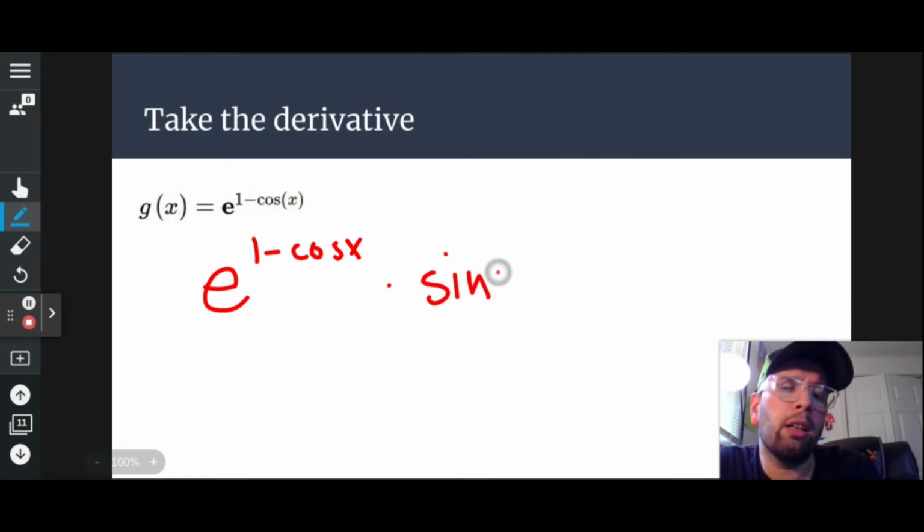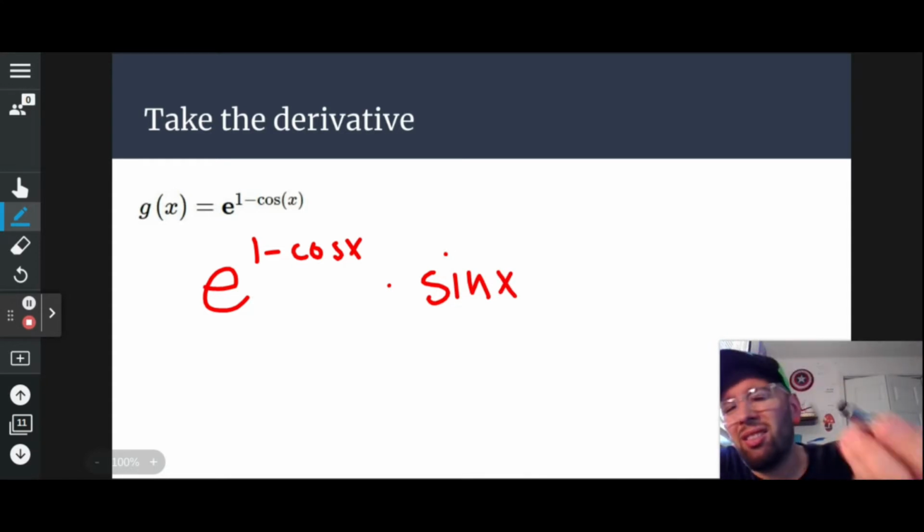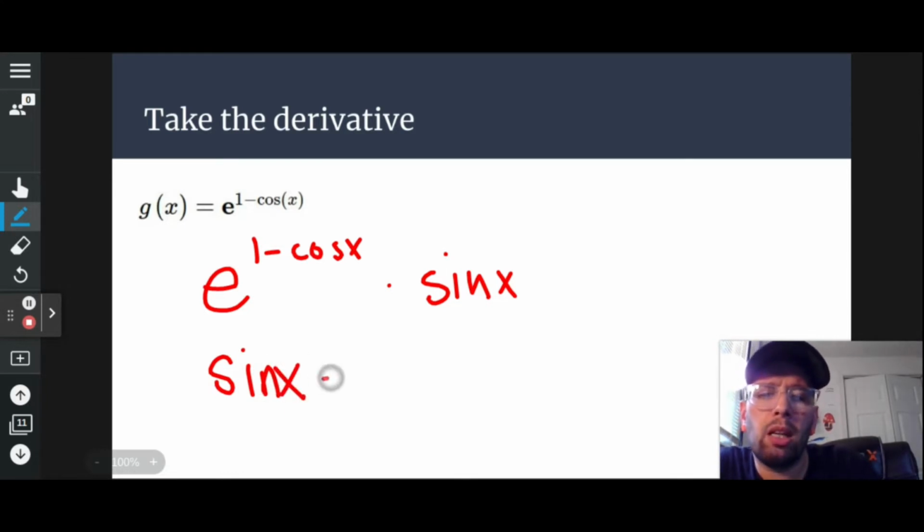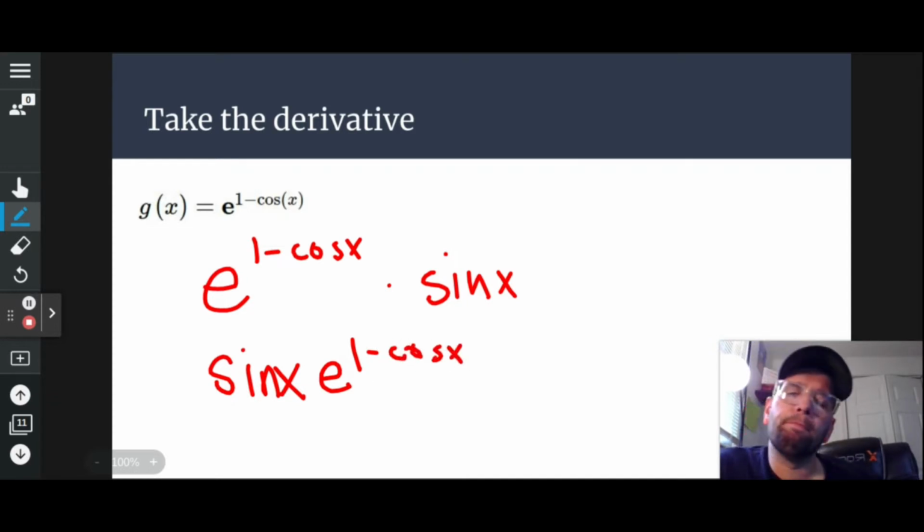So our final answer in this one, because I think it just looks better if you write it out front, is going to be sine x e to the 1 minus cos x. Ooh, that looks sloppy. But that's what it is.